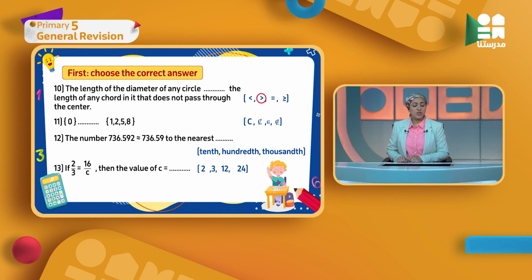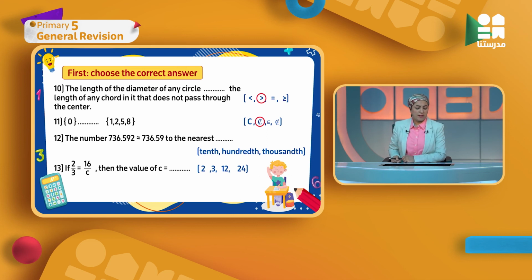Now, question 11. The set 0 is what to the set of elements 1, 2, 5, and 8? A set and a set, I will use subset or not subset. And here, the set of the element 0 is not found in the set of elements 1, 2, 5, and 8. So again, I will choose not subset because it is not a part of the other set.